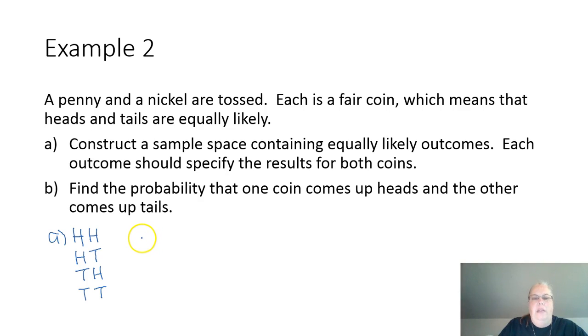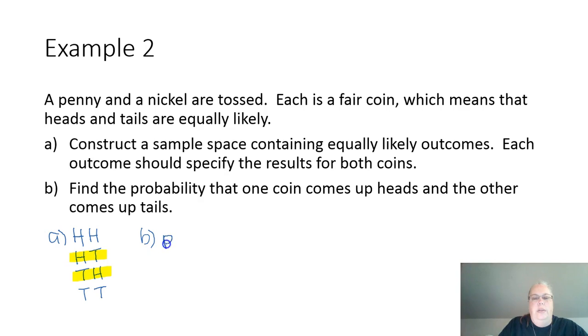Now B, find the probability that one coin comes up heads and the other comes up tails. So we are looking for the outcomes where they're different. We don't want this one because they're both heads, they're the same. But here, the penny and the nickel have different outcomes, and here, the penny and the nickel have different outcomes, but down here, they are the same.